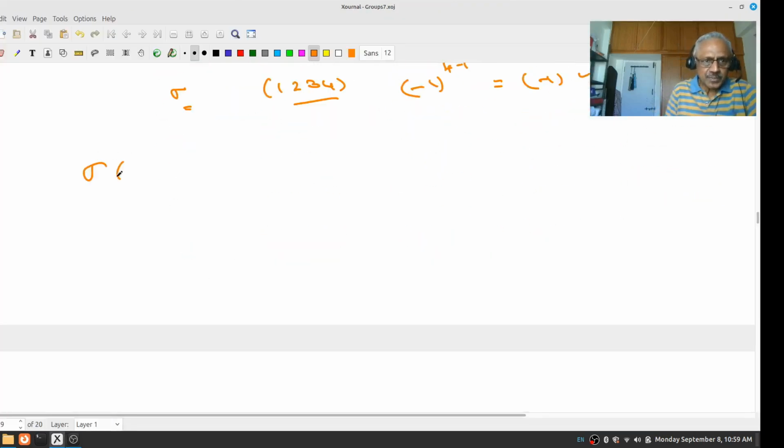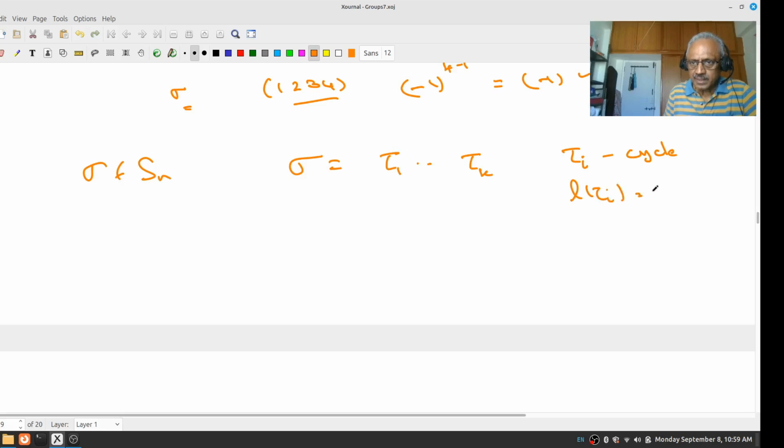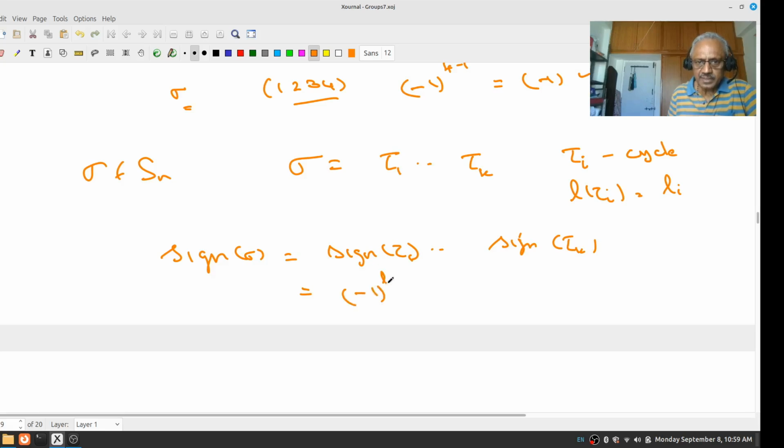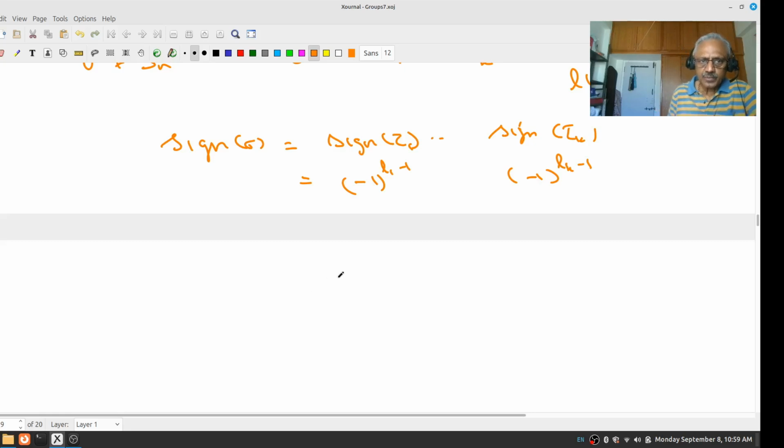Now suppose sigma is a permutation in Sn and sigma is, let us say, tau 1 through tau k, where each tau i is a cycle, and the length of tau i, let me say, is Li. Therefore I know the sign of sigma is sign of tau 1 times through sign of tau k. But I know each is a cycle, therefore I know its sign: it is (-1) to the power L1 minus 1, and so on up to Lk minus 1. Therefore the sign of sigma is (-1) to the power L1 plus L2 plus ... plus Lk minus k. But what is L1 plus L2 plus ... plus Lk?